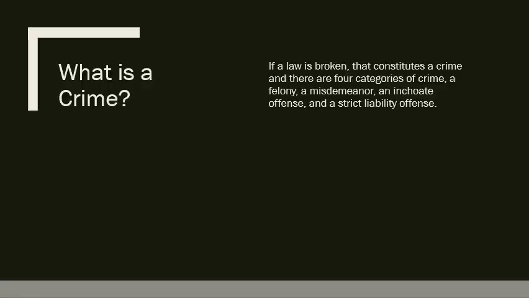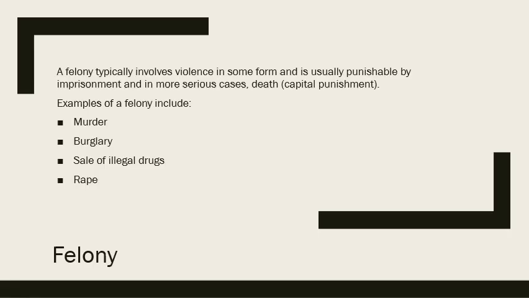So what is a crime? Basically, if a law is broken, that constitutes a crime. Now, there are 4 categories of crime: a felony, a misdemeanor, an inchoate offense, and a strict liability offense. Let's start with a felony.